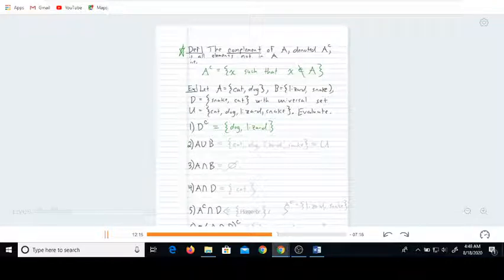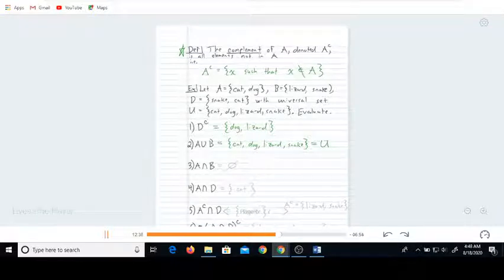Alright, let's go ahead and look at A union B. That's just going to be cat, dog, lizard, snake. Now you may notice that this is equivalent to the universal set, so another correct answer is you could just call it U.